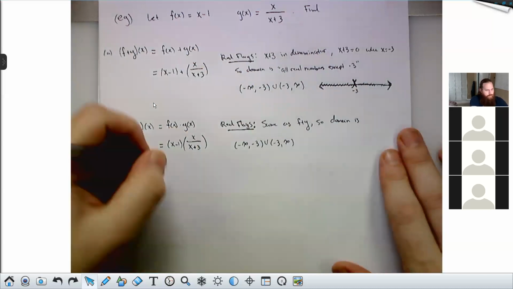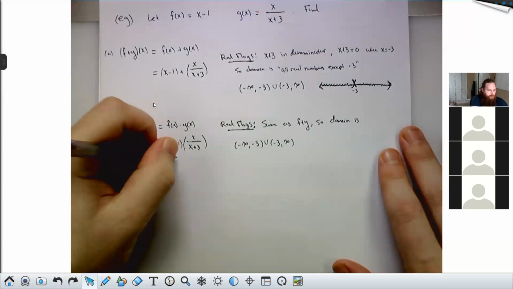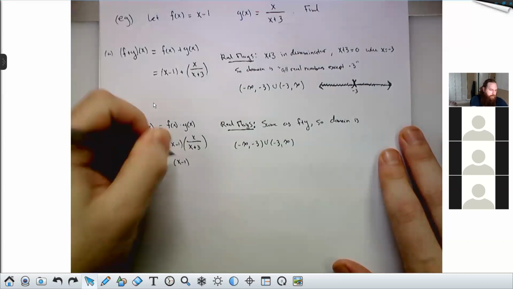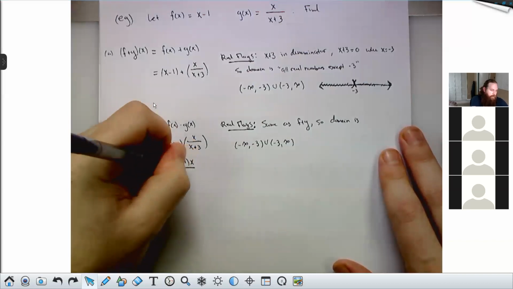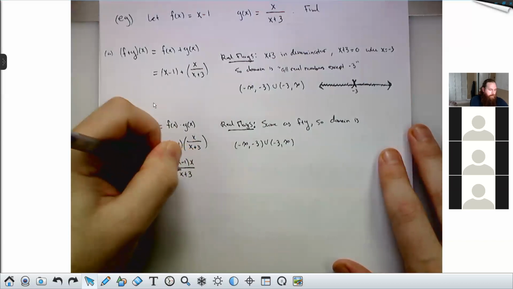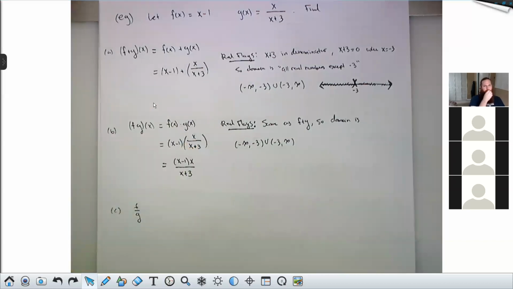Now, if I wanted to, I could simplify this a little bit. I could write this as x minus 1 times x all over x plus 3. Are we all comfortable with that algebra? I treat x minus 1 as itself over 1, and then I multiply the fraction straight across. And there's no harm in doing that.